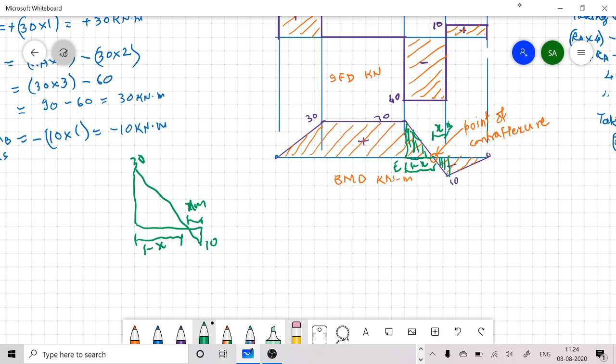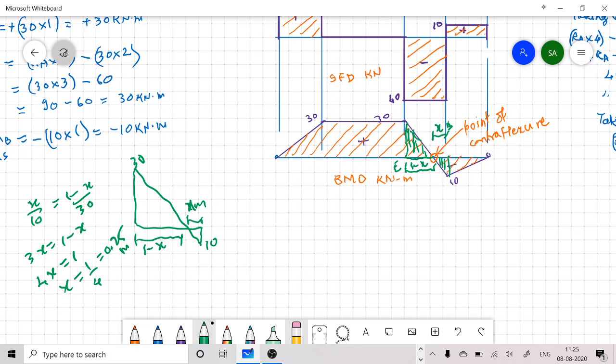So using similar triangle property, x upon 10 is equal to 1 minus x upon 30. So 3x is equal to 1 minus x. So 4x is equal to 1. So x is equal to 1 by 4. That is 0.25. So likewise you can locate the point of contraflexure.